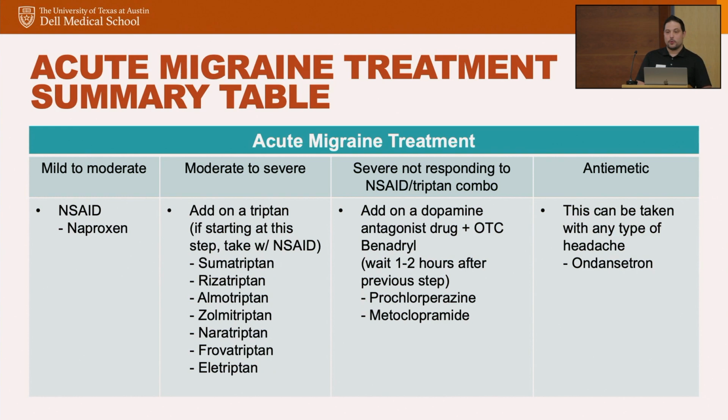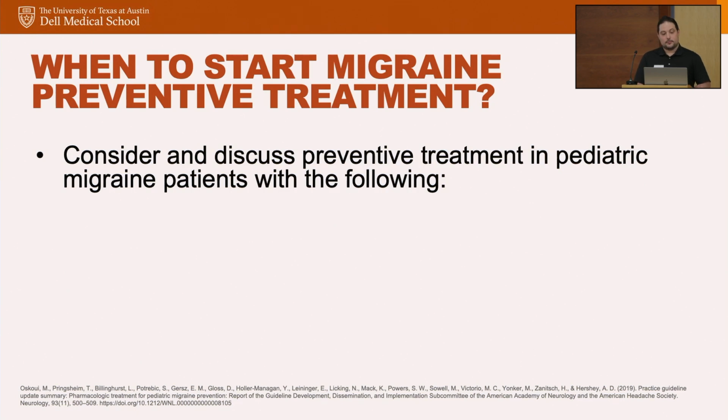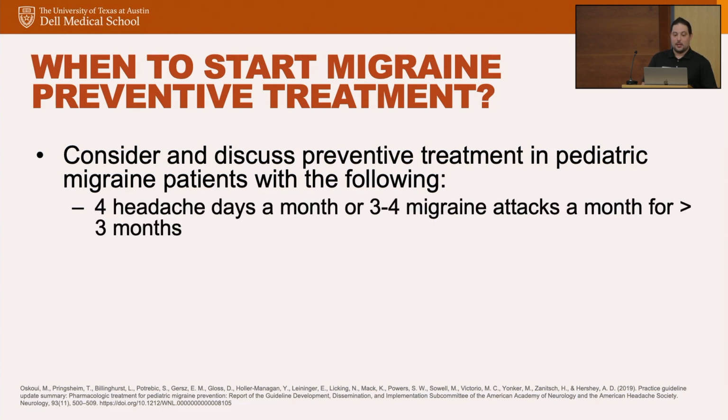Now, this is just a summary table, just kind of going over and combining everything that I reviewed with you guys on the previous slides. Now, the next question you may have is, when do we start preventive treatment in our migraine patients? So you should consider and discuss preventive treatment in pediatric migraine patients who present with the following: 4 headache days a month, or 3 to 4 migraine attacks a month for more than 3 months.